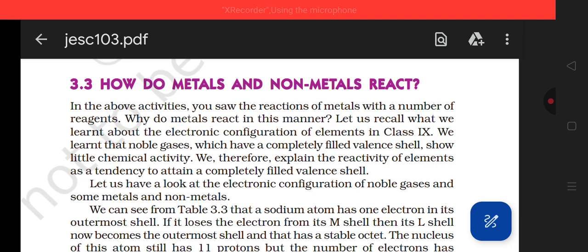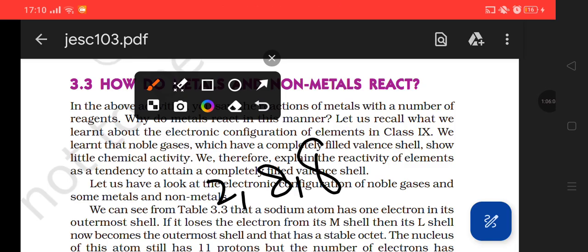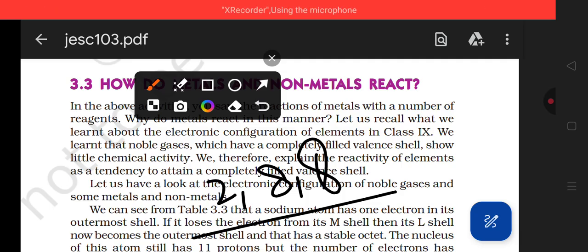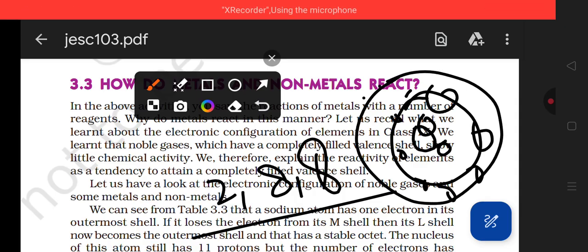If I talk about one of the noble gases, that is argon. Argon has the atomic number of 18. Electronic configuration becomes 2, 8, 8. According to the rule, 2 electrons would be here, 8 electrons here, then 8 electrons here. So the argon is satisfied, because it has the atomic number 18. If we add all these, 2 plus 8 is 10, 10 plus 8 is 18, isn't it? So it is satisfying.